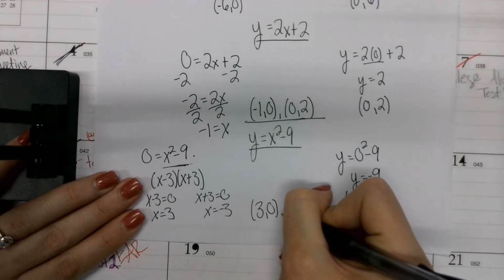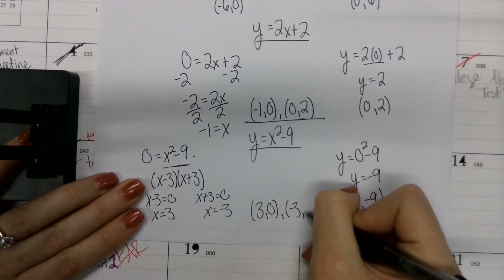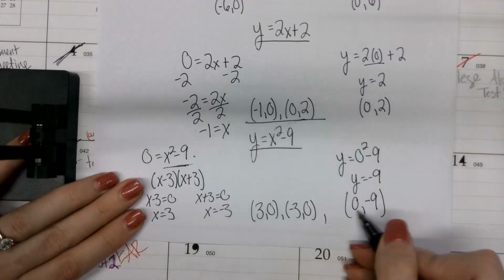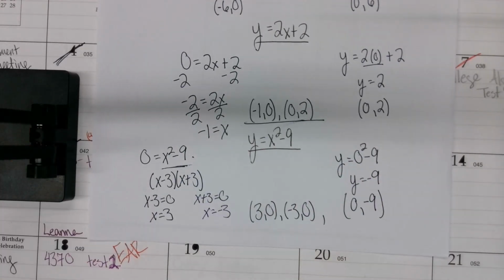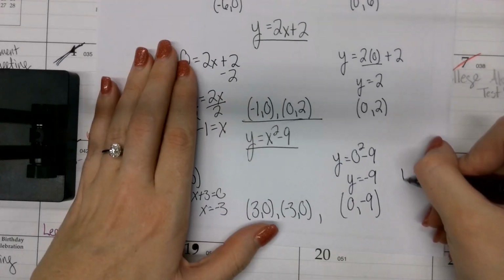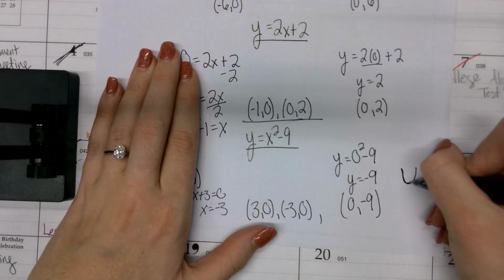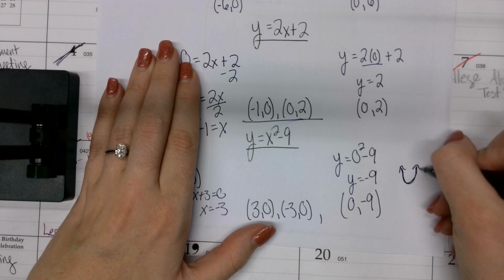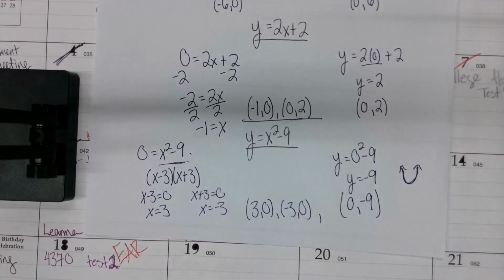So then for our points, we'd have 3, 0, comma, negative 3, 0, comma, 0, negative 9. And when you go to graph this one, you're going to have to click the one that says quadratic, 3-point quadratic on My Math Lab. And it's going to look like that, and just graph your points as per usual.